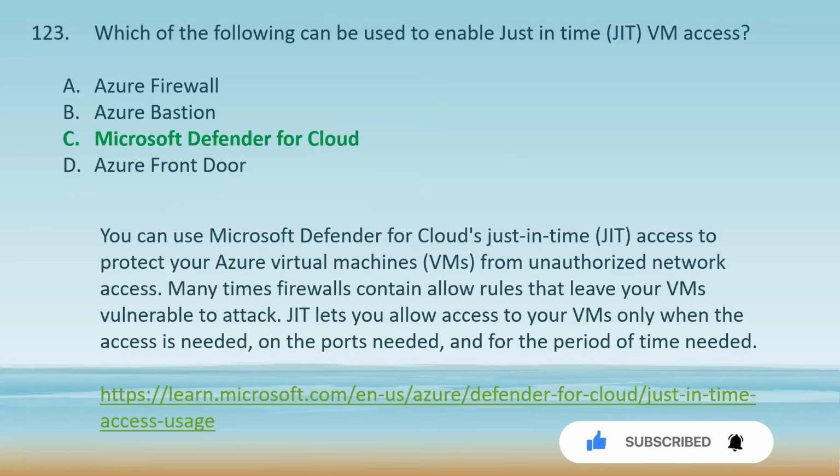You can use Microsoft Defender for Cloud's just-in-time access to protect your Azure virtual machines from unauthorized network access. Many times firewalls contain allow rules that leave your VMs vulnerable to attack. JIT lets you allow access to your VMs only when the access is needed. Hence the name just-in-time access. And it allows the access on the ports needed and for the period of time the access is needed.